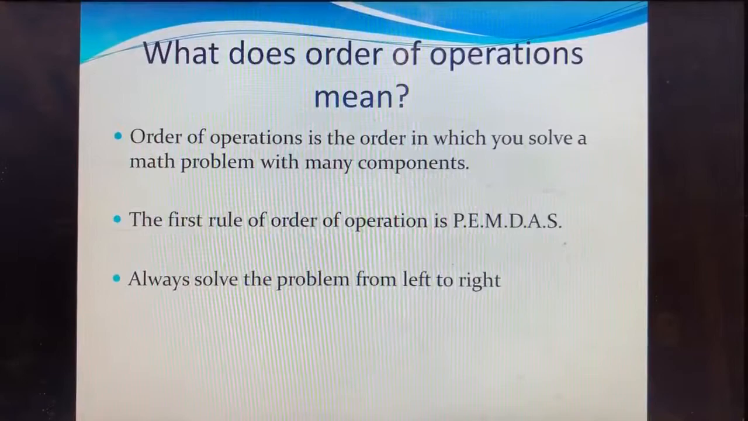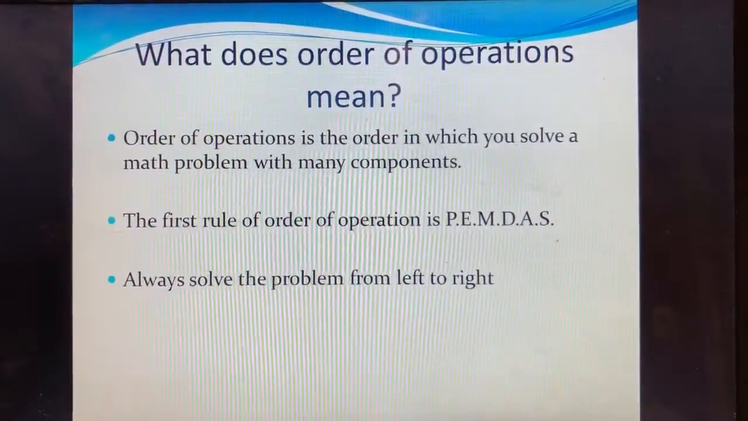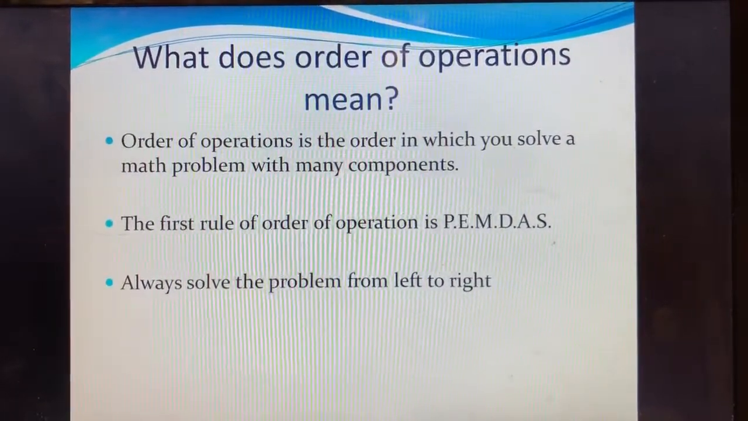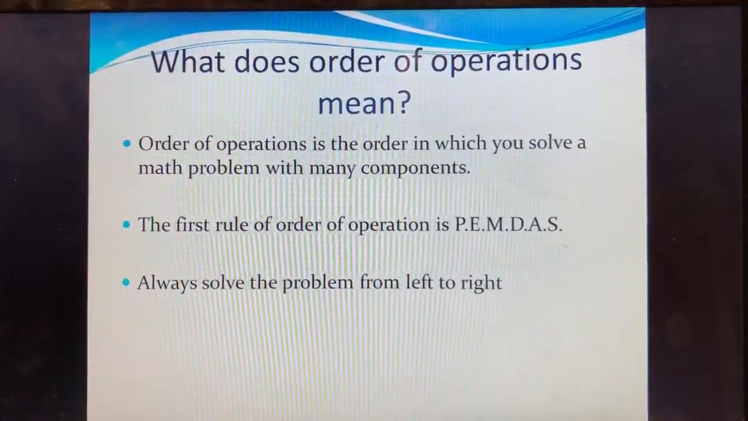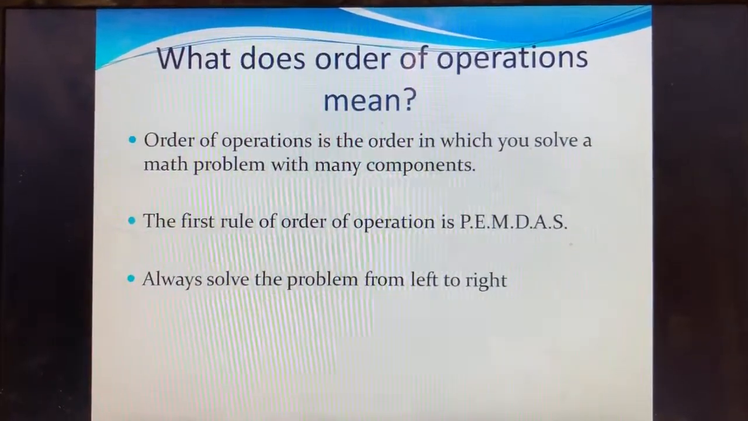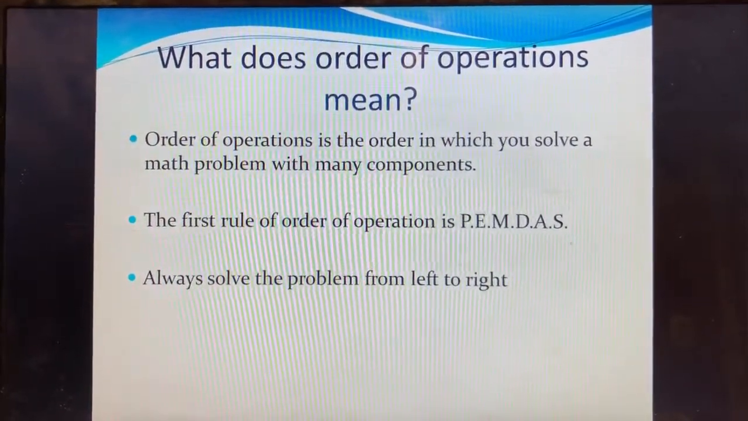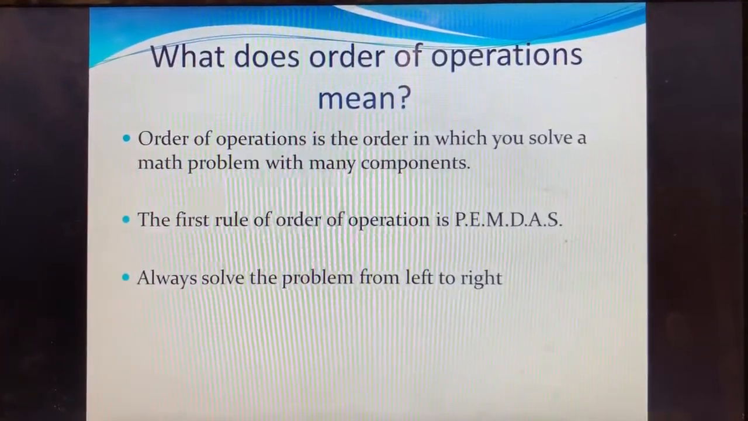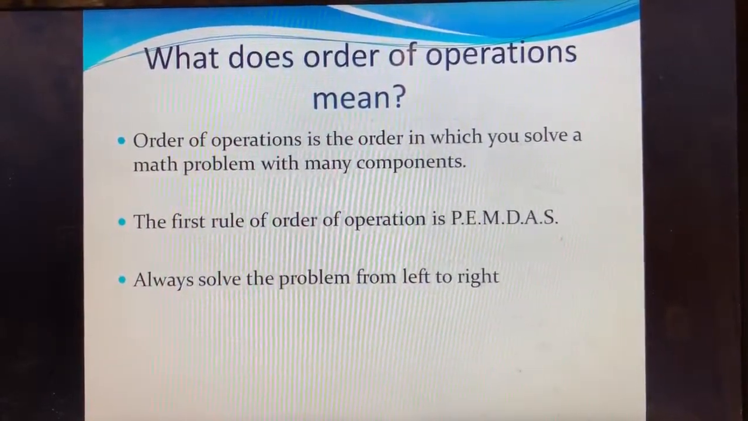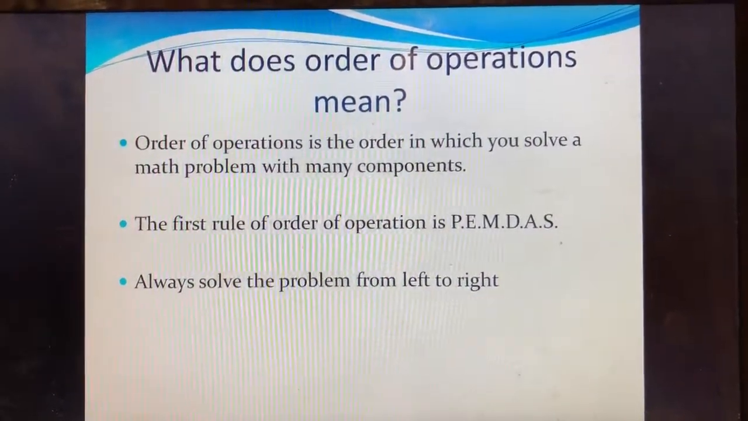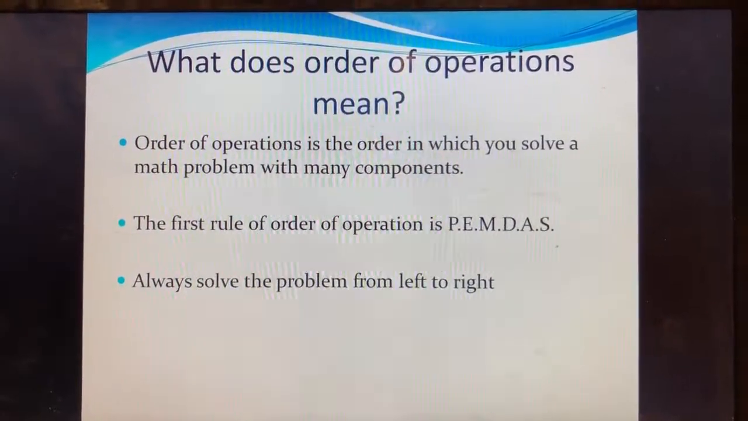Another rule whenever using order of operation is you always want to solve the problem from left to right. So just like we read our textbook, if we read a chapter book, we always start on the left side and read across the text to the right side. That same concept is going to carry over into solving our math problems.